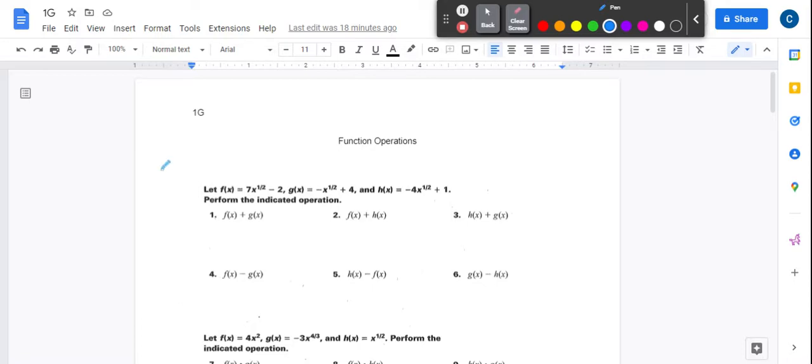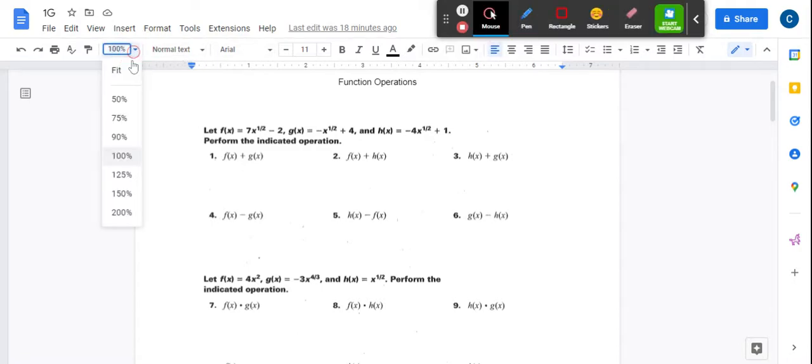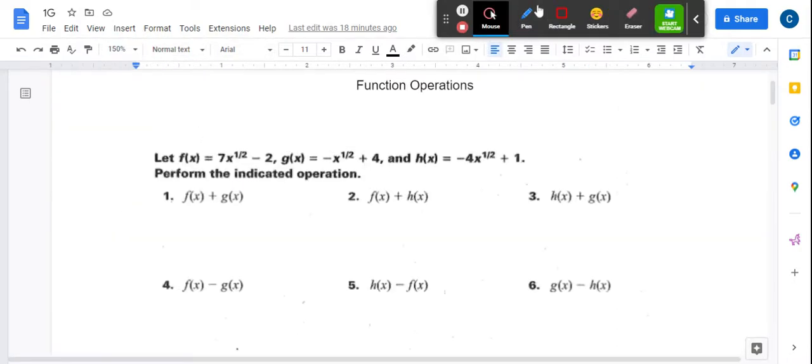To perform the indicated operation, all you're going to do is either add or subtract the functions. So just to go over number one, for example, f of x plus g of x. I'm going to blow this up just a little bit. All right, so f of x plus g of x. So all you're going to do is add things up.